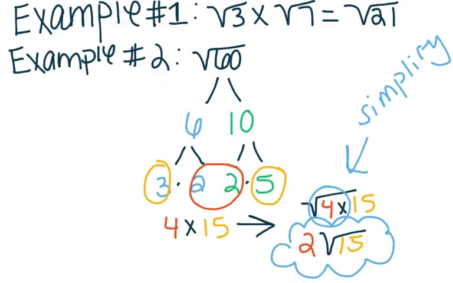The first problem is radical 3 times radical 7. You multiply them and get radical 21. Then you have to simplify, but radical 21 can't be simplified, so you leave it as radical 21.